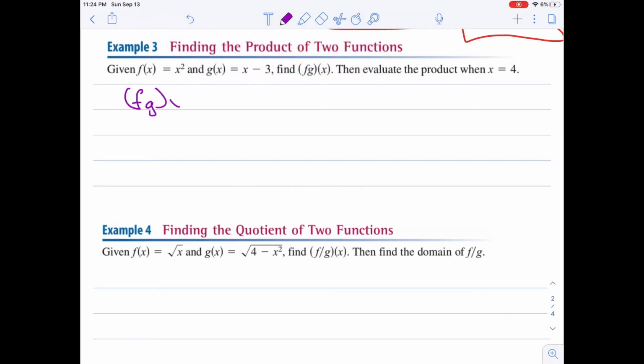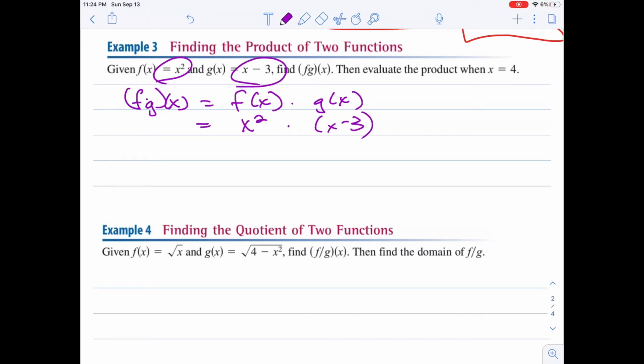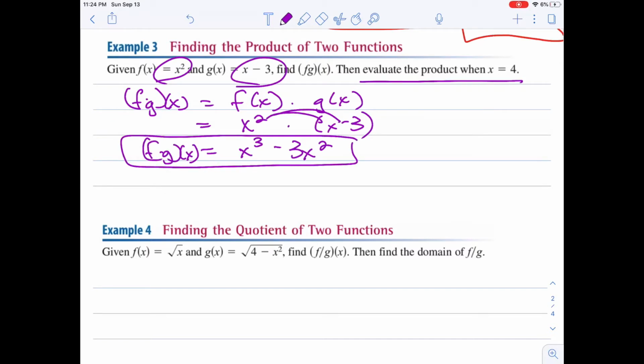It says find f times g of x. Sometimes it'll look like this. So remember, it's f of x times g of x. So we just plug it in. F of x is really x squared. G of x is really x minus 3. And then we're going to multiply them. We end up with x cubed. Remember, we're going to distribute. And minus 3x squared. That's our answer. And then we need to evaluate when x equals 4.